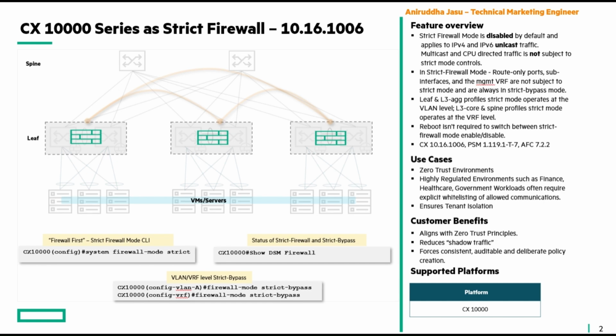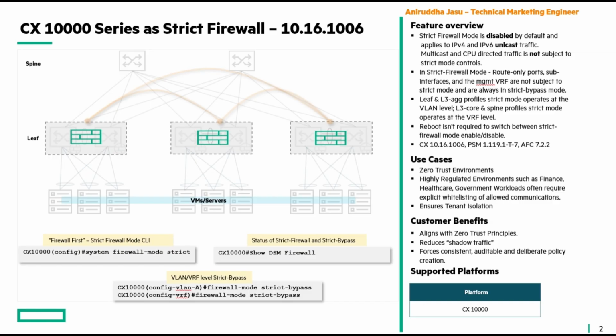It does that at the VRF level in these 2. It does on the VLAN level in the other. So you have to configure it on all the VLANs. If you're configuring it on the VRF and you want it to be on VLAN, you have to do it on the VLAN as well. It's that simple. And reboot isn't required to switch between the strict firewall mode. That is, if you enable or disable, there is no need for reboot.